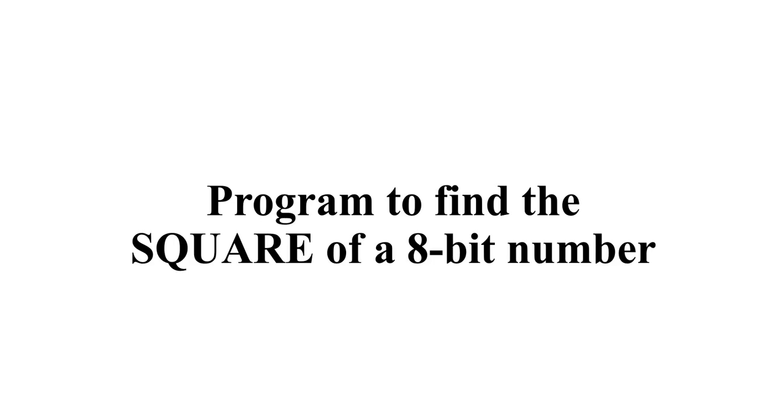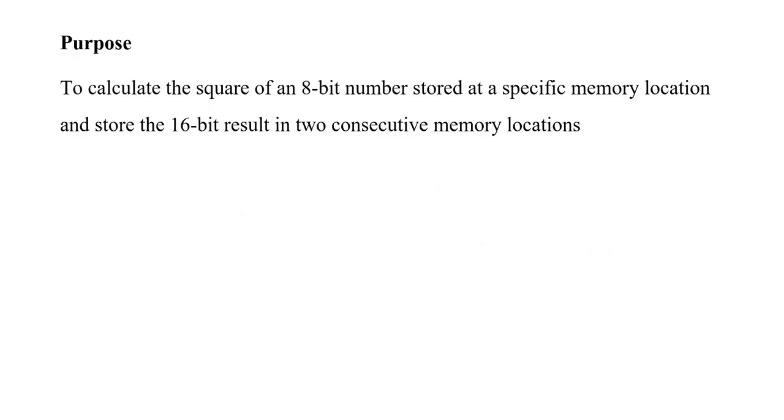Here, this program calculates the square of a number stored in a memory location and writes the result to subsequent memory locations. The primary purpose of this program is to calculate the square of an 8-bit number stored at a specific memory location and store the result, that is a 16-bit result, in two consecutive memory locations. Because we are squaring an 8-bit number, it can yield a 16-bit result. So here we will store the result in two consecutive memory locations.